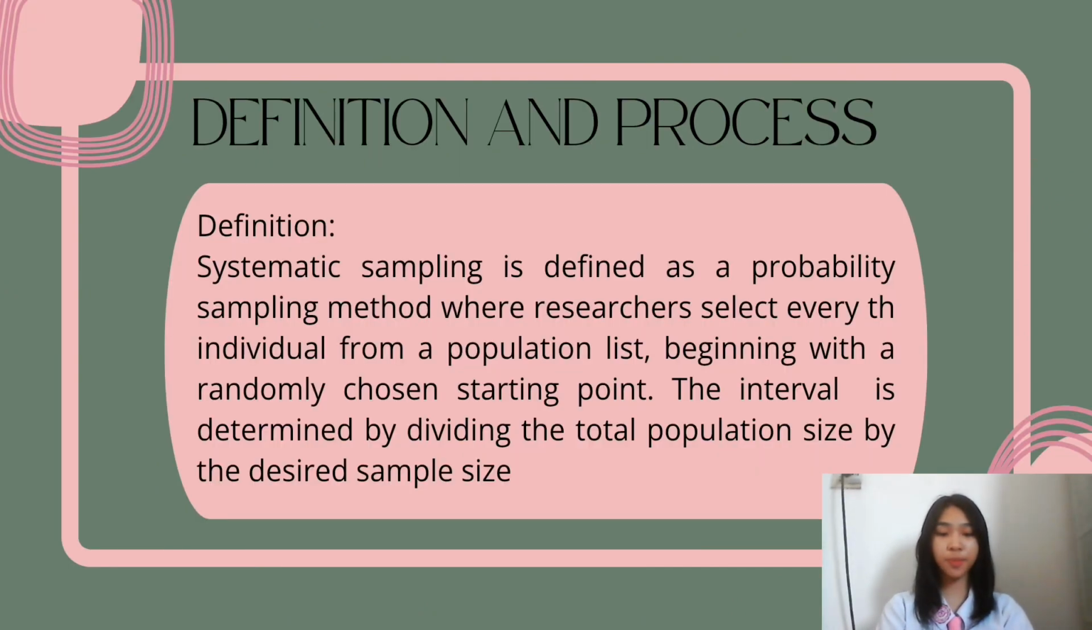It is defined as a probability sampling method where researchers select every individual from a population list beginning with a randomly chosen starting point. The interval is determined by dividing the total population size by the desired sample size.